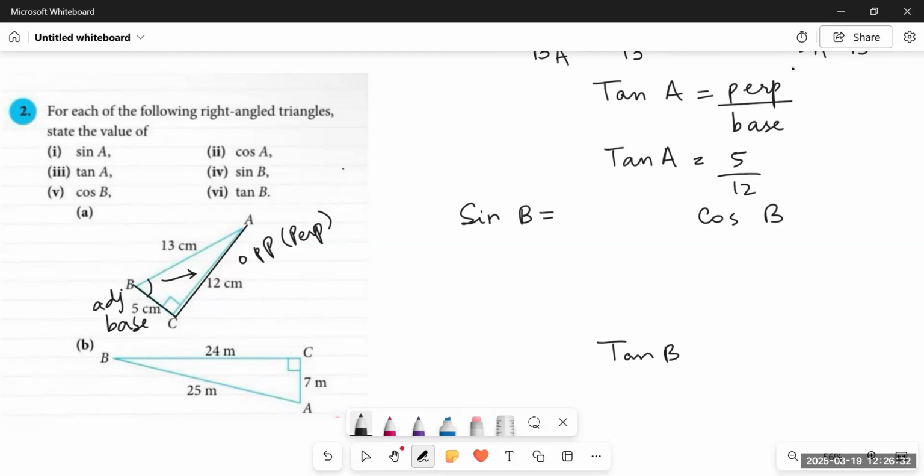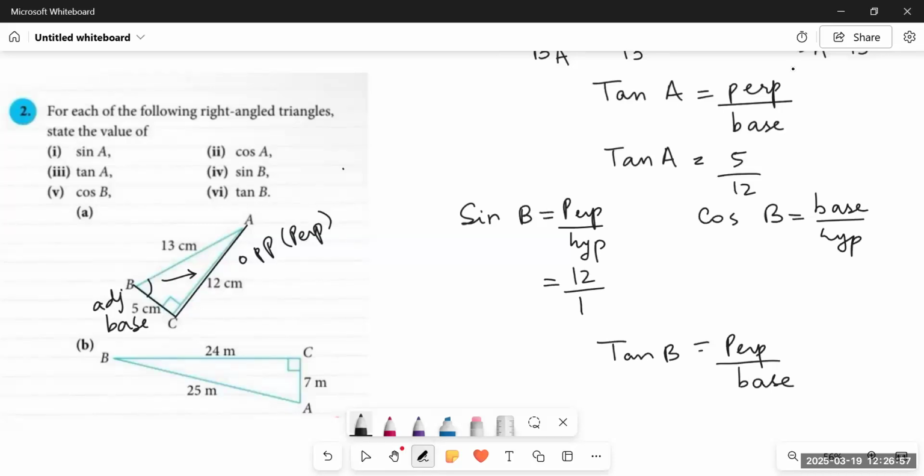So sine B is equal to opposite upon hypotenuse, that is perpendicular upon hypotenuse. Do not forget to write the formulas, otherwise you'll get confused. Then we have base upon hypotenuse and then perpendicular upon base. So in this case, perpendicular would be 12, hypotenuse would remain the same. And base would be 5, hypotenuse would be the same. But perpendicular upon base would be 12 upon 5.